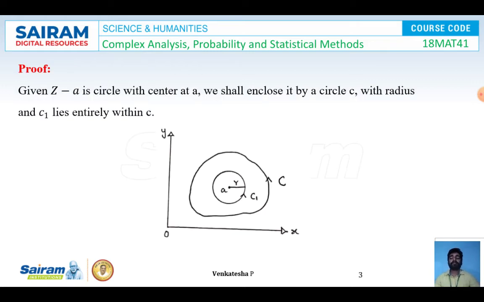So here I am taking z minus A as a circle with center at A, and we shall enclose this circle C1 with another circle called C of radius r. So I am going to assume that this curve C1 lies entirely within C. From the graph we can see that in the XOY plane I took two curves. One curve is C and one more curve is C1. This curve C1 is contained in the curve C, with center at the point A.